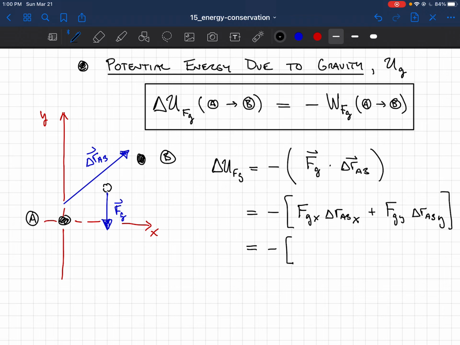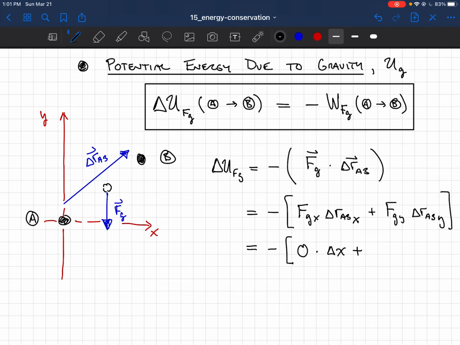So what do these things mean? Well, Fgx, if you take the Fg vector and you place it on this coordinate system that we defined, you see it has a 0 x component. So that's 0. Delta RABx just means delta x. So there was some delta x along this thing, but because we're multiplying it by Fgx, that whole term goes to 0.